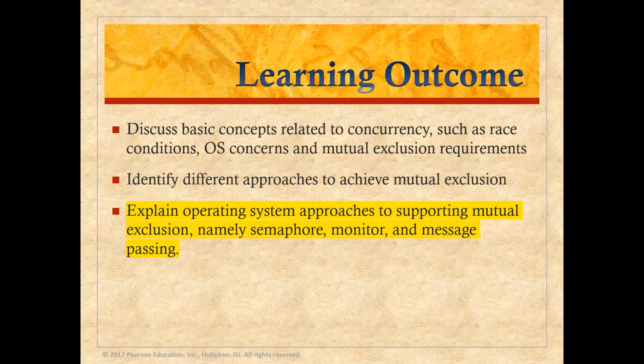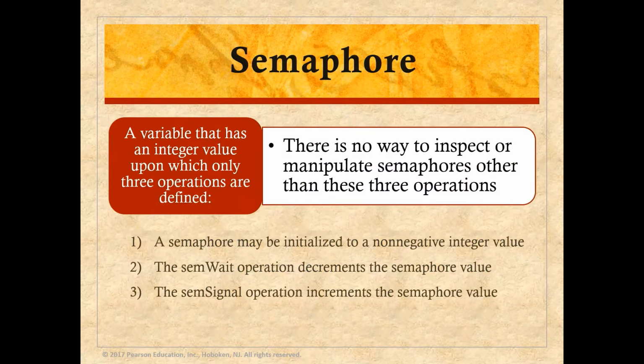Okay, this is where we look at the operating system approaches to support mutual exclusion. There are semaphore, monitor, and message passing. Okay, let's look at semaphore. Semaphore is one of the methods in the OS approach.